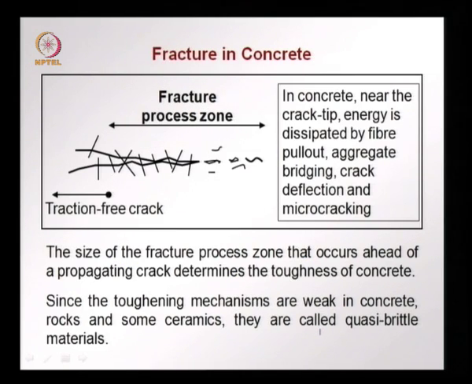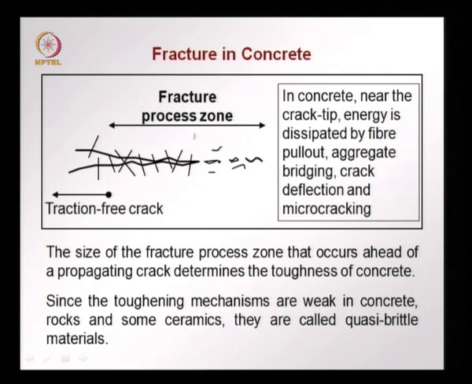What happens in concrete? Concrete, as we know, is a heterogeneous material, it is a very brittle material, and in front of a crack tip in concrete we have what is called a fracture process zone, and in this zone there are many mechanisms which occur which prevent a very brittle fracture from occurring. Near the crack tip we have fibers, in case this is a fiber reinforced concrete, otherwise we have also aggregates which are interlocking or aggregates that are bridging a crack. The aggregate has either to be broken or pulled out for the crack to propagate. The aggregate also deflects the crack.